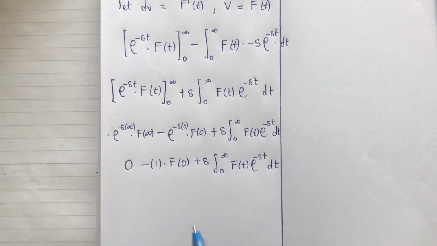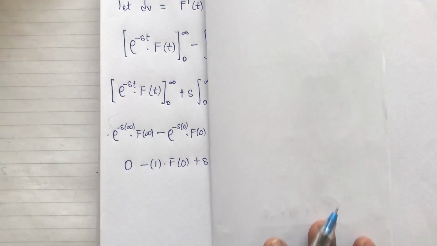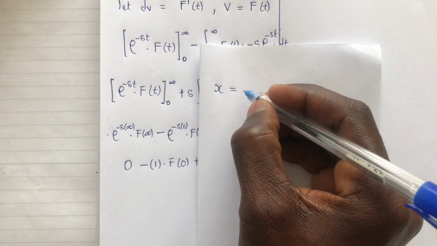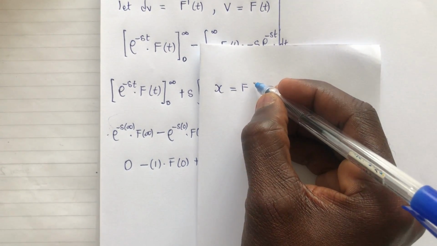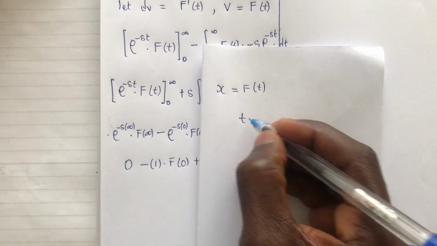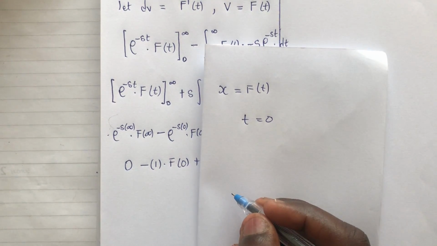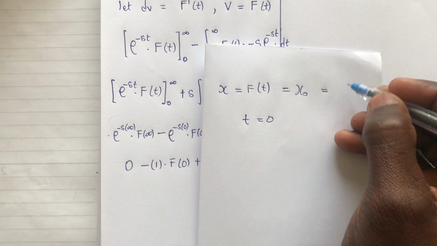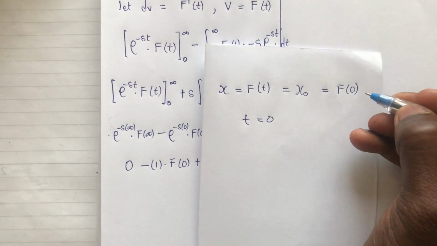For the sake of explanation, I will take you back to transform of derivatives, and with that, we will be able to understand the concept. In transform of derivatives, let x be equal to the function f of t. When t is equal to 0, the result becomes x naught, which is the same as f of 0.